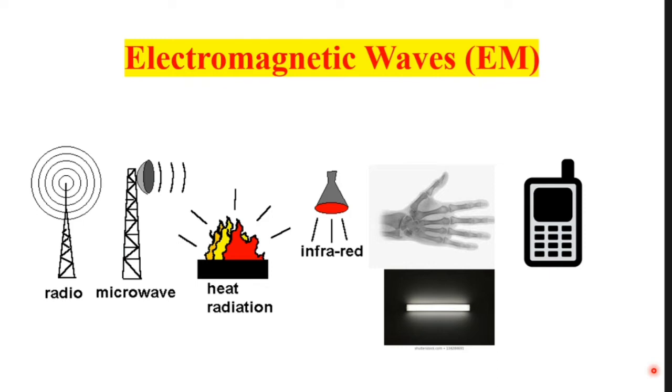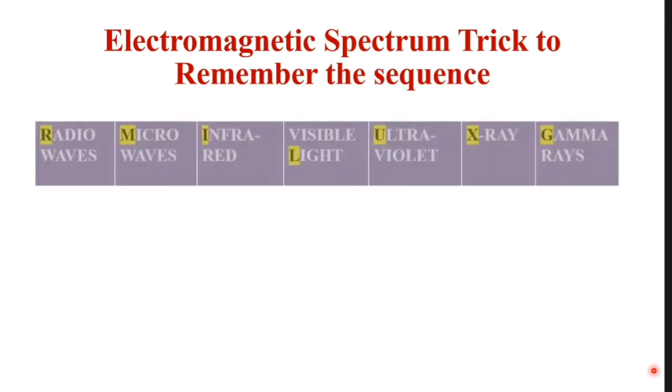Have you ever tuned in to listen to a radio, spoken on a mobile, turned on a light, had an X-ray taken, or felt the heat of the sun on your skin? If yes, then you have experienced electromagnetic waves. These waves can be emitted or absorbed by matter. So first we will see how these waves are arranged in the electromagnetic spectrum.